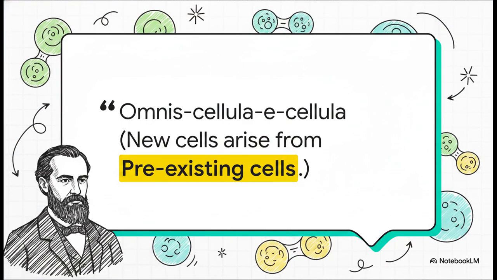In 1855, he solved the mystery, modifying the theory to include cell division. He coined the famous Latin phrase, omnia cellula e cellula, which simply means new cells arise from pre-existing cells. They don't just magically pop into existence out of nowhere, one cell divides to become 2. And with that, the foundational rules of cellular biology were complete.